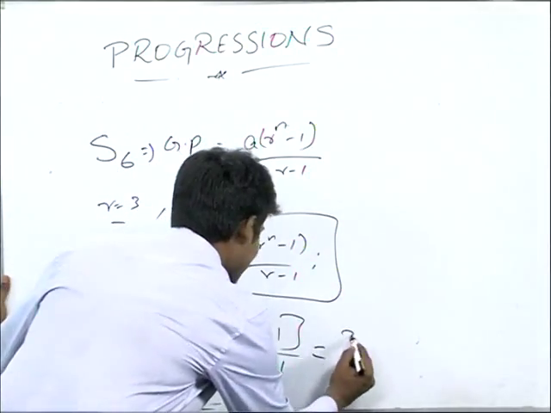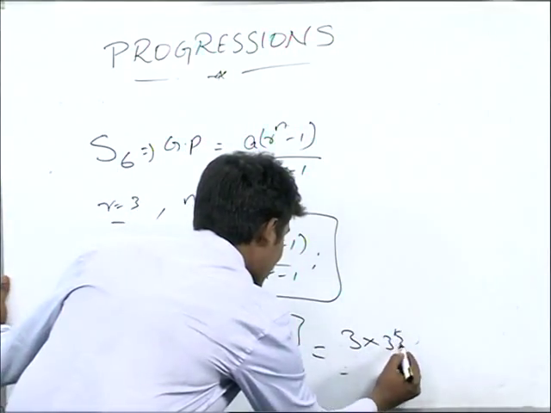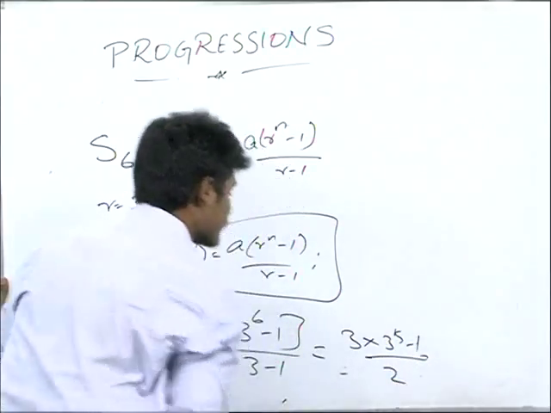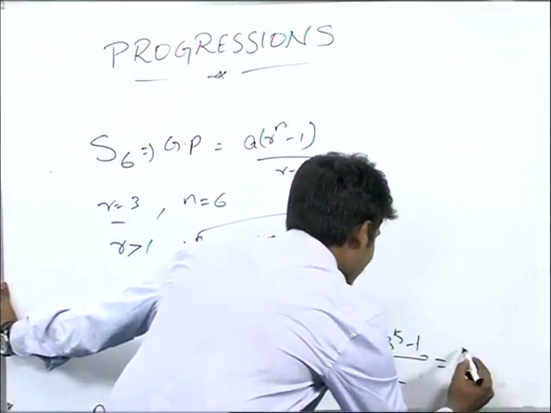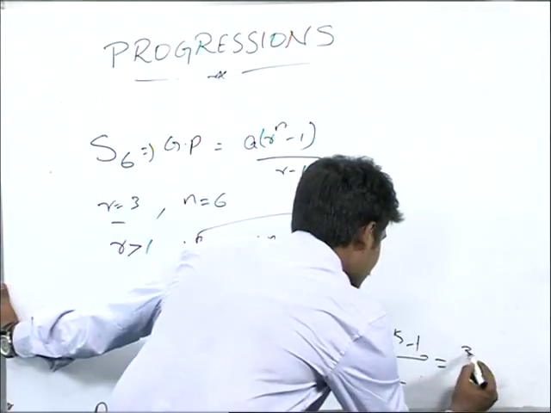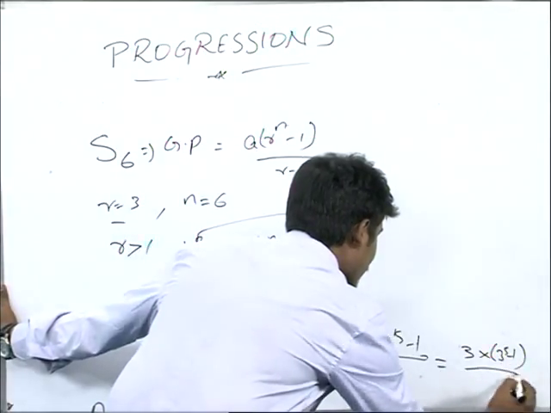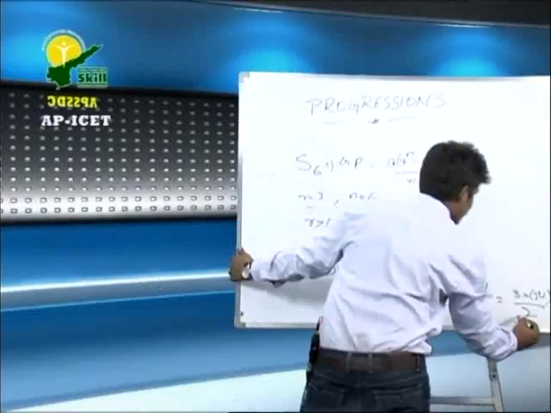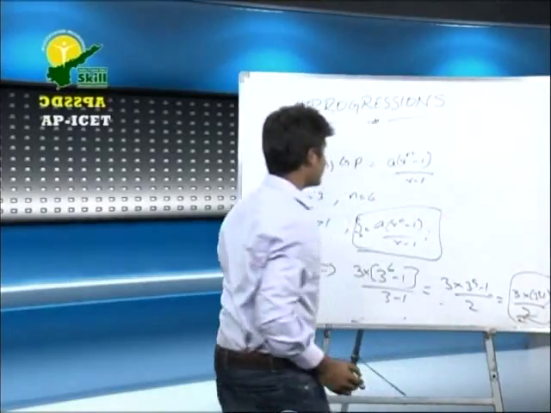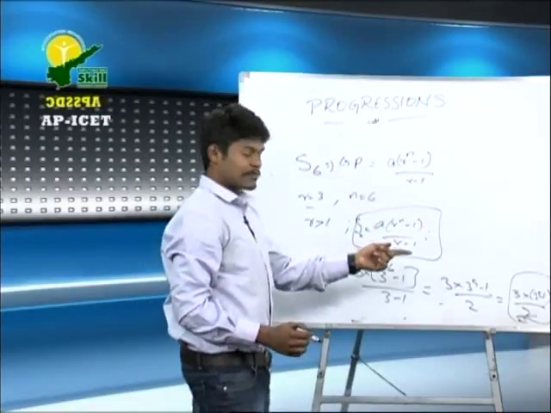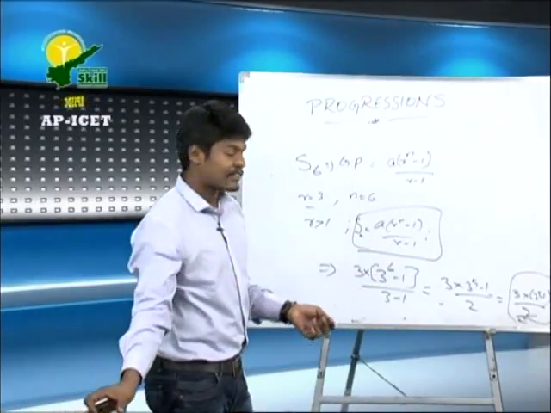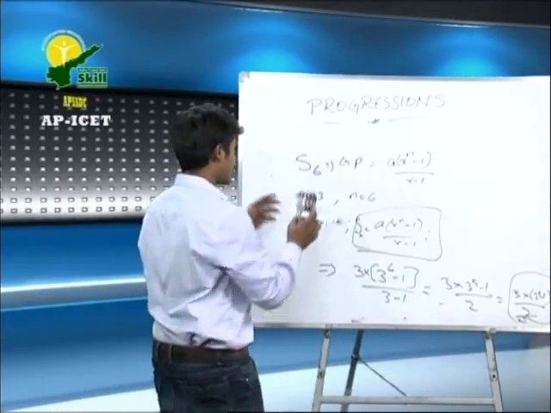This is given by 3 into 3 power 5 minus 1 upon 2. This is the final value that we should get. After simplifying this, find the nearest option in the answers and select it as the appropriate option to get the right mark.